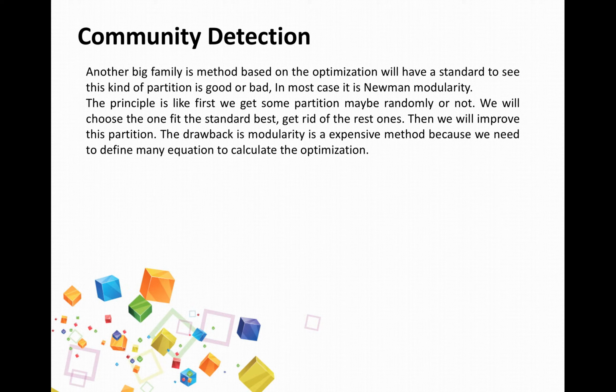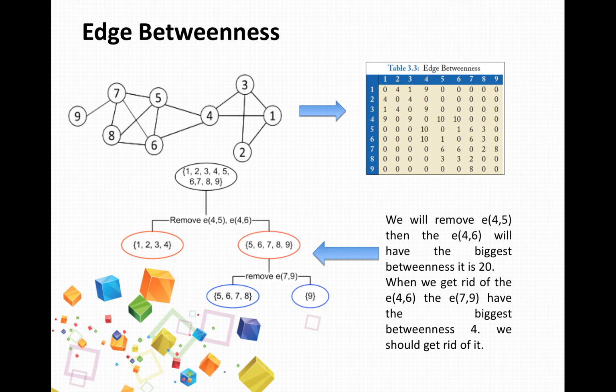Another family is measured based on the optimization. We will have a standard to see if this kind of partition is good or bad. In most cases, it is Newman modularity. The principle is like, first we get some partition, maybe random or not. We will choose the one that fits the standard best, get rid of the rest. Then we will improve this partition. The drawback is modularity is an expensive method because we need to define many equations to calculate the optimization.